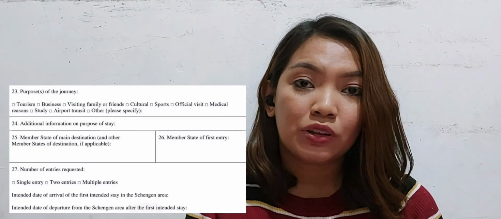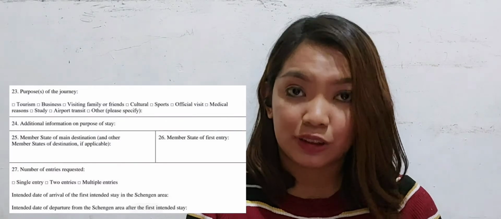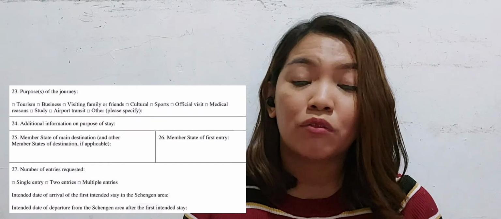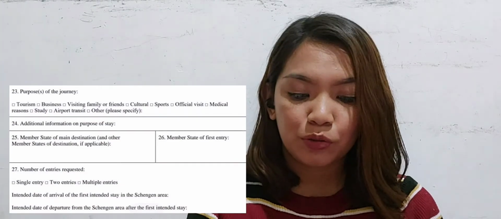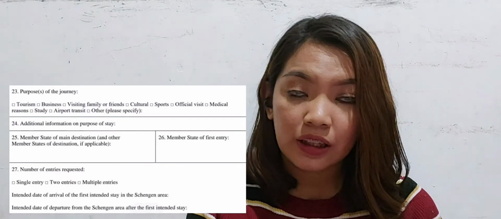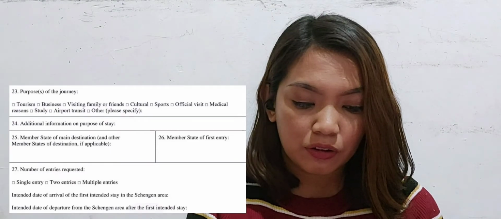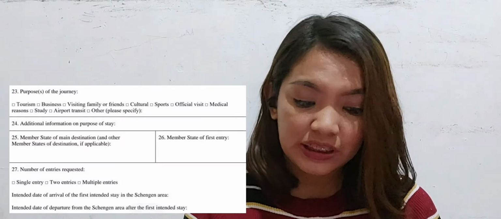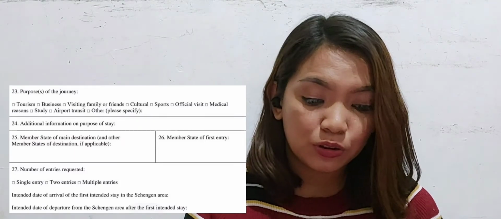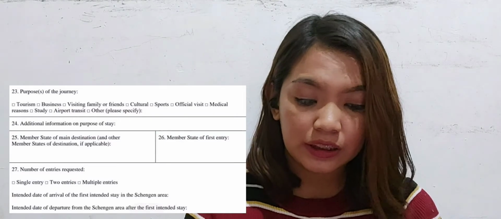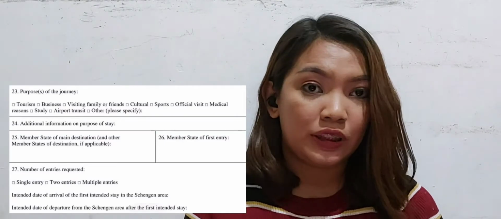All right. And then moving on, it's going to be number 23 to 27. These are the information regarding your stay in the country that you're gonna visit. For number 23, it's going to ask for your purpose of the journey. There are multiple options: tourism, business, visiting family or friends, cultural, sports, official visit, medical reasons, study, and airport transit.